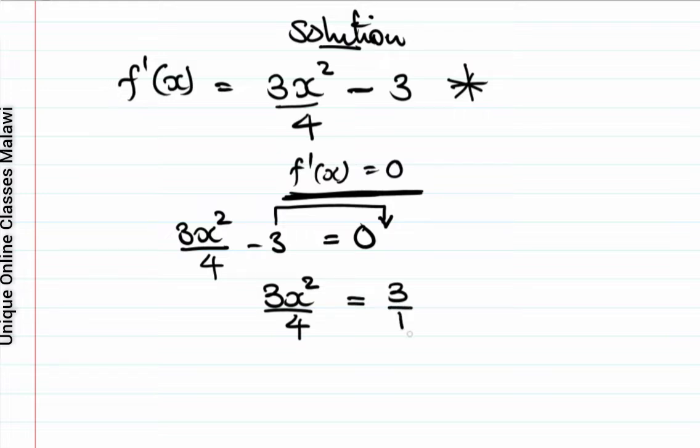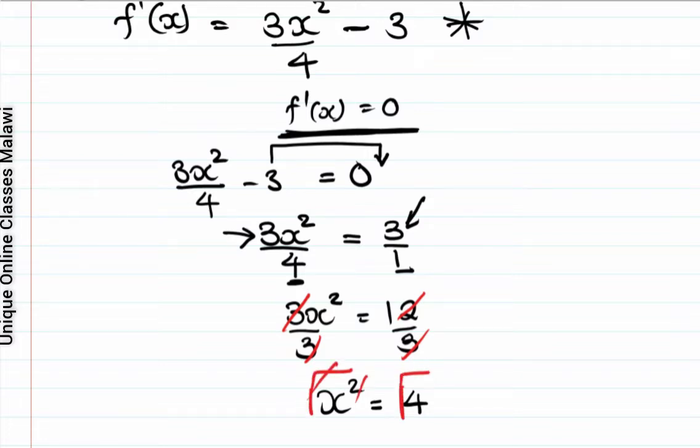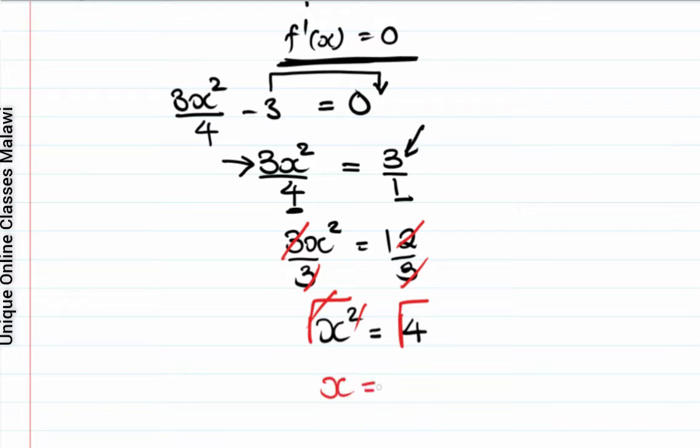Then we're going to do cross multiplication. 1 multiplied by 3x squared gives us 3x squared, and 4 multiplied by 3, the answer will be 12. So to find the value of x, we're going to divide both sides by 3 to cancel the 3. What will happen is 3 and 3 will cancel, remaining with x squared, and on the other side 12 divided by 3 is 4. So we're going to have x squared is equal to 4. Then to find the value of x, we're going to square root both sides. So this one and that one will cancel, remaining with the values of x as positive or negative 2. These are our critical values.